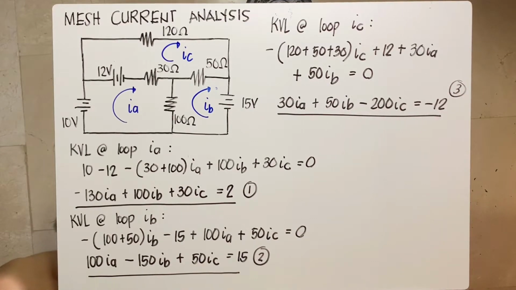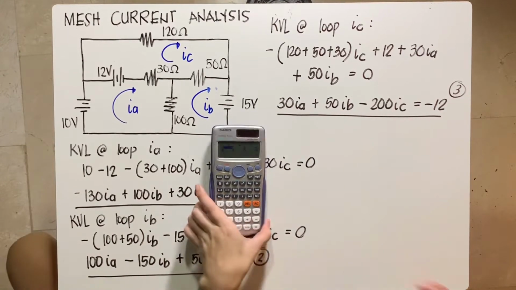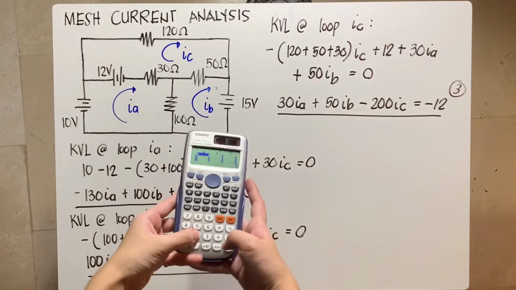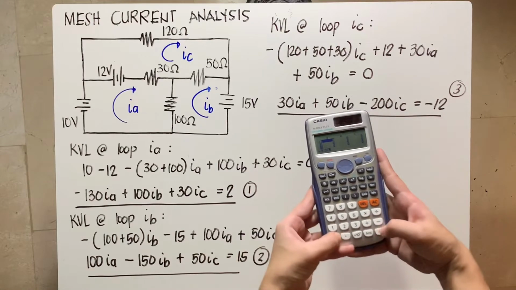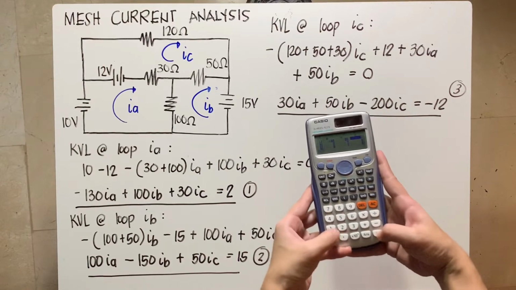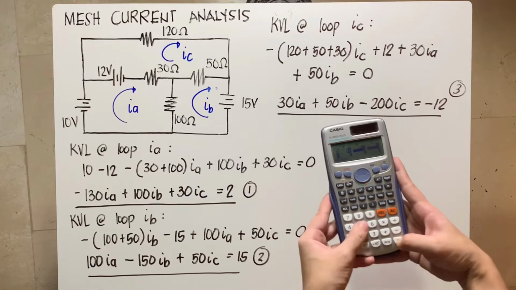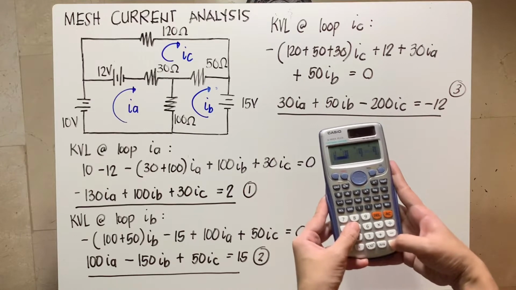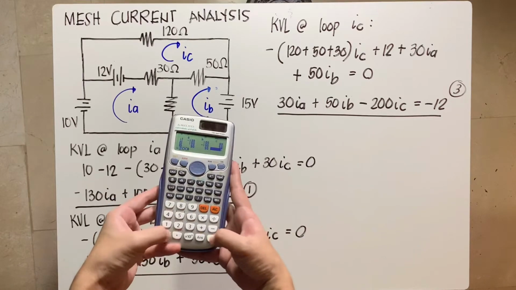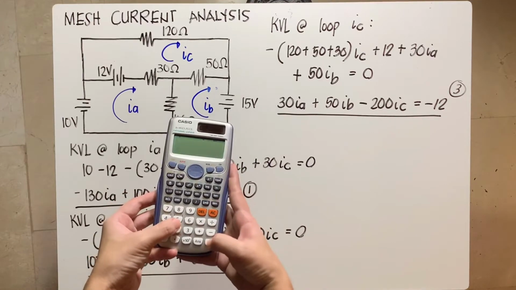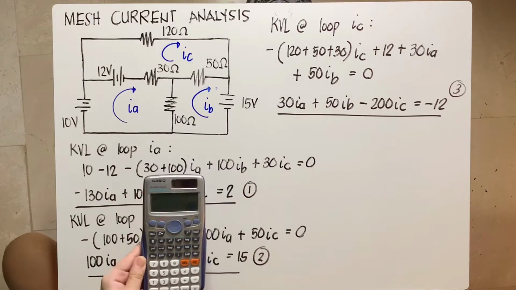Three equations, 3 unknowns. We can get IA, IB, and IC. So that would be mode 5. We have negative 130, 100, 30, and 2. Then you have 100 IA, negative 150 IB, 50 IC, and 15. And then you have 30 IA, 50 IB, negative 200 IC, and negative 12. Solving that, you will get IA, which is negative 527 over 2280.